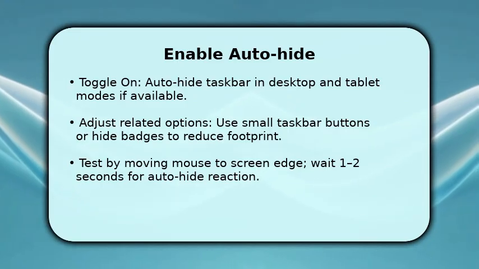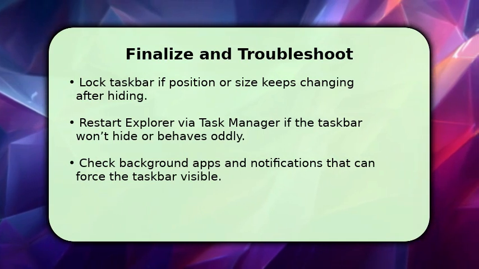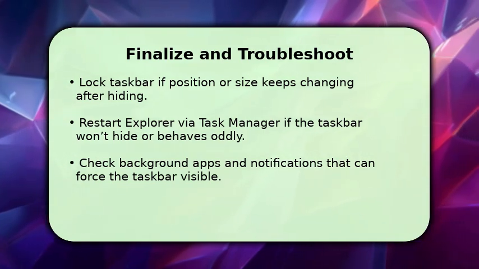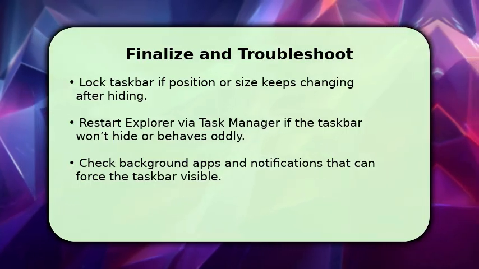To finalize, lock the taskbar and review other personalization options so the hidden state persists. If it refuses to hide, open Task Manager, restart Windows Explorer, and check again. This often resolves stuck UI.